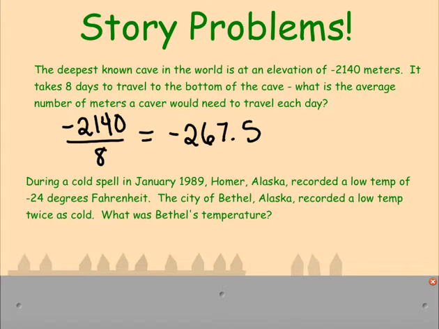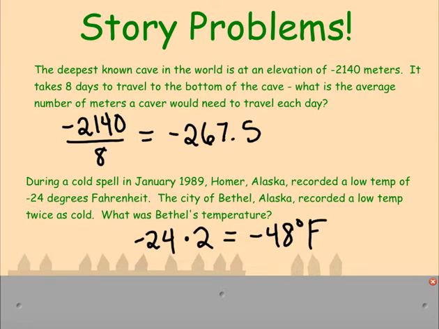Now this next one. During a cold spell in January, Homer, Alaska recorded a low temp of -24 degrees. The city of Bethel, Alaska recorded a low temp twice as cold. What was Bethel's temperature? Well, we have two different signs here. We're going to multiply and get -48 degrees Fahrenheit. That's cold. That's very cold.